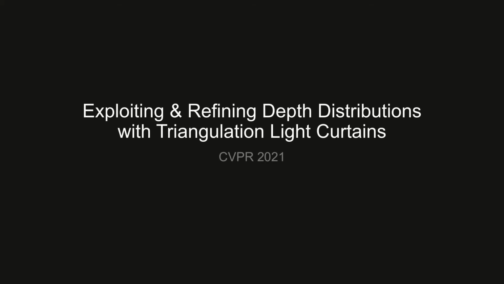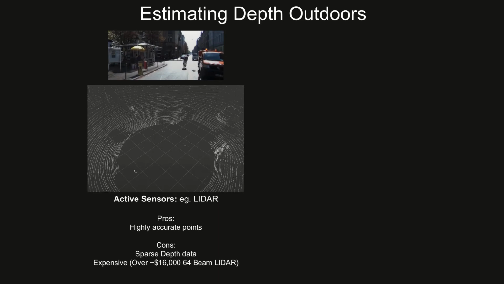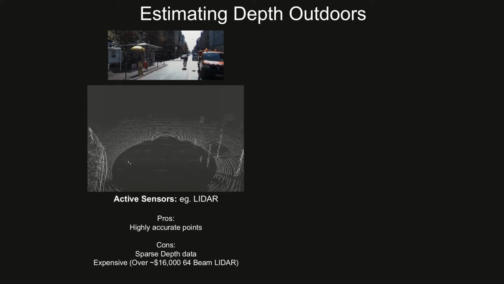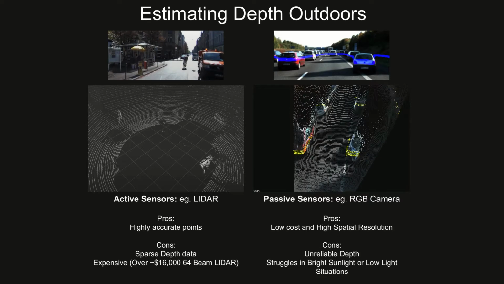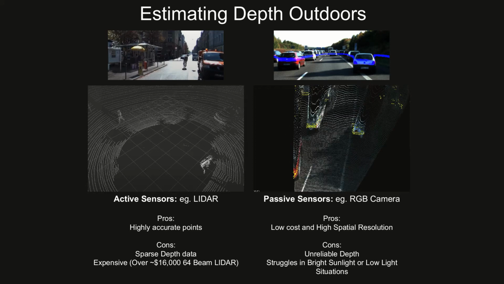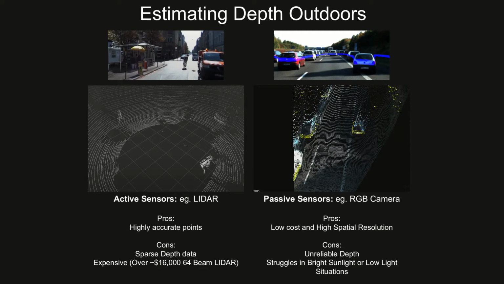We present exploiting and refining depth distributions with triangulation light curtains. We look at the problem of estimating depth outdoors. This is currently done with active sensors such as LiDARs, which can be highly accurate but have sparse depth data and are expensive, or with passive sensors such as monocular or RGB cameras. These are low cost with high resolution, but have unreliable depth or struggle in bright sunlight or low light situations.